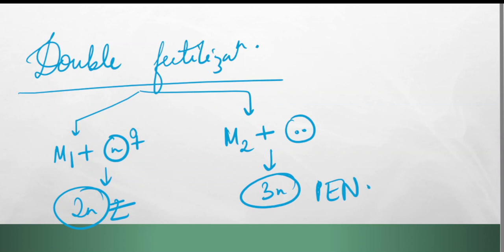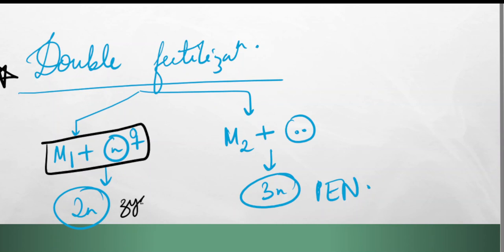Now I will tell you one important thing which is very important. If you can see here, the male gamete and female gamete are fusing to give you what? To give you zygote. Fine. So this first fertilization is also known as generative fertilization, because here you are getting a new generation. So this is generative fertilization.